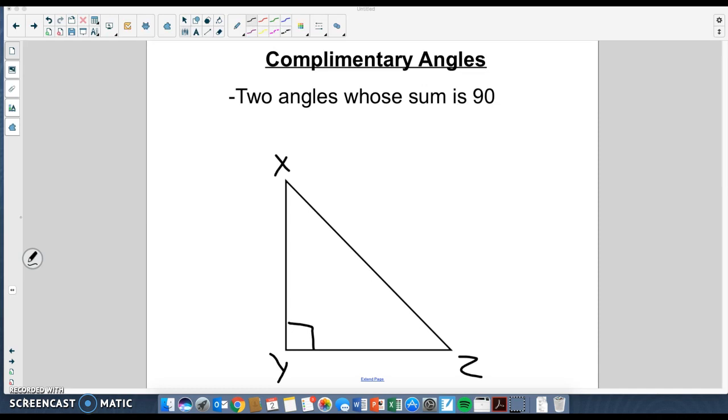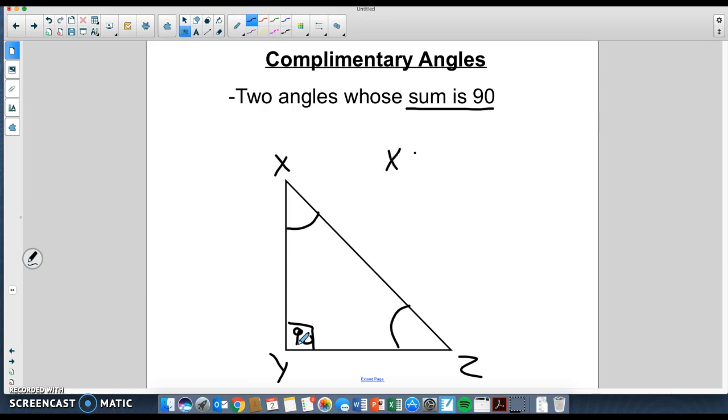So, the first thing we need to look at is this right triangle here. We need to identify what angles would be complementary to one another. Considering so far we already have y as a 90-degree angle, which two other angles, when added together, their sum would be 90? If you said angle x and angle z, you are correct. Angle x plus angle z would equal 90 degrees.